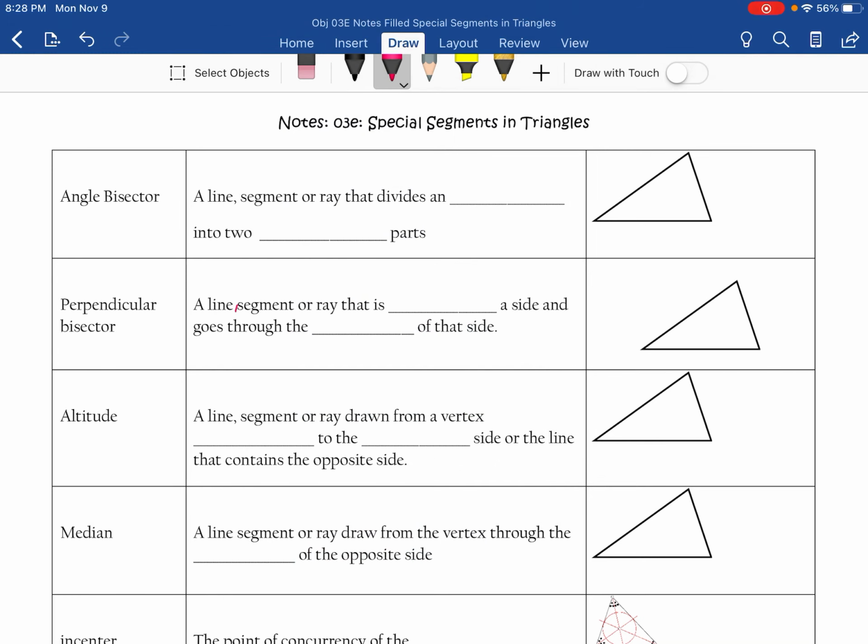So first thing we talk about is an angle bisector, which is a line, segment, or ray that divides an angle into two congruent parts. So say we have triangle ABC, and we have our angle bisector here. We're going to label this D right here. If BD is an angle bisector, then the only thing that you can say from this diagram is angle ABD must be congruent to angle CBD. Those two angles are congruent.